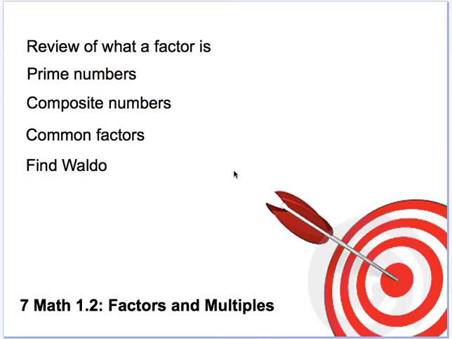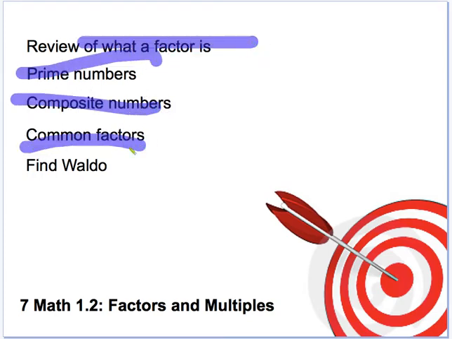Hey, grade 7s, this is 1.2, factors and multiples. Some terminology we're going to be looking at: what is a factor, prime numbers, composite numbers, common factors, and Waldo. That's what we're looking for today.